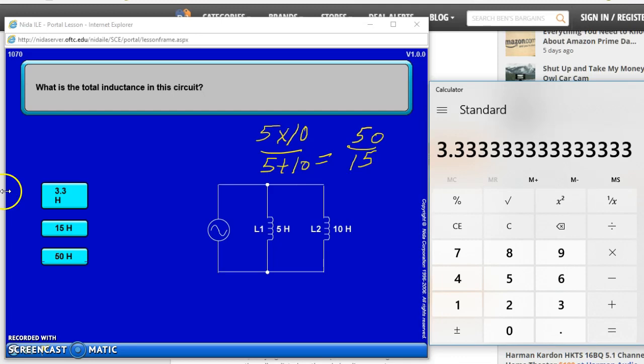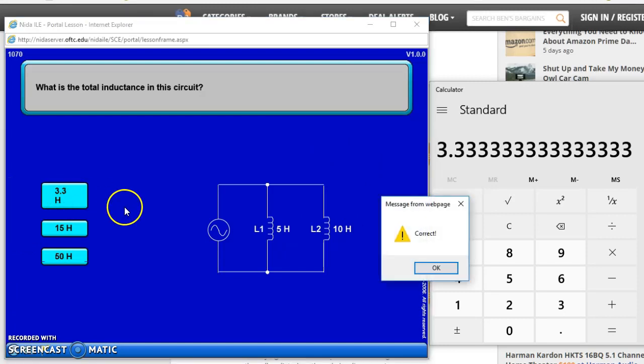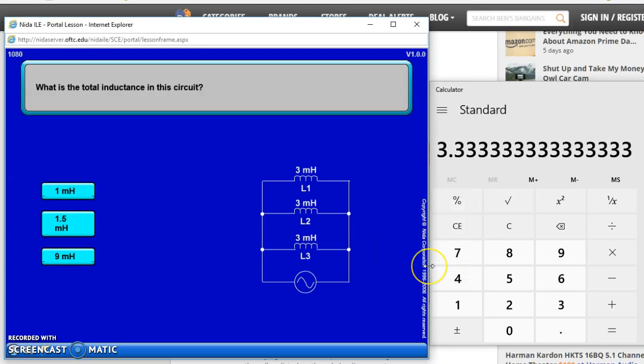Now take note, both these units were in base units of henries. If we'd had a henry and a millihenry, we would have had to convert it to similar units. That was not the case here. So we did the simple math. We got 3.3333, so forth, and still on the calculator. So we'll choose our answer. And here it is. So easy one there.